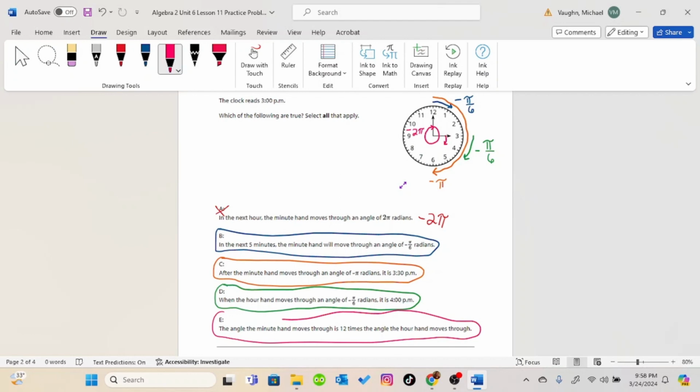The only choice that was not correct was A, because they said it would move 2 pi, and it actually moves negative 2 pi because it's a clockwise rotation. If you have any questions about how I solved this practice problem, please use class time to ask for further clarification.